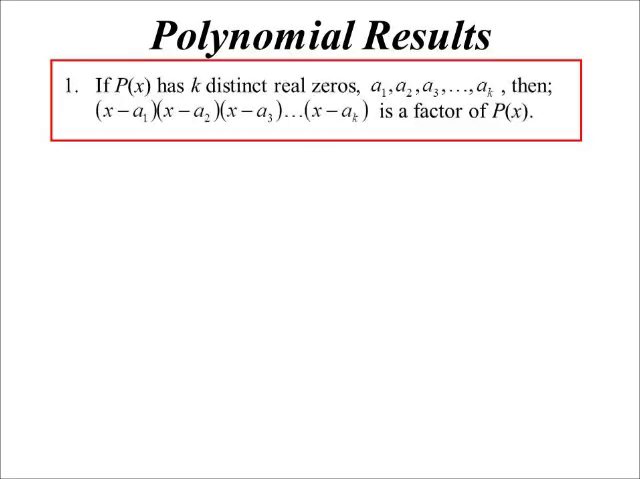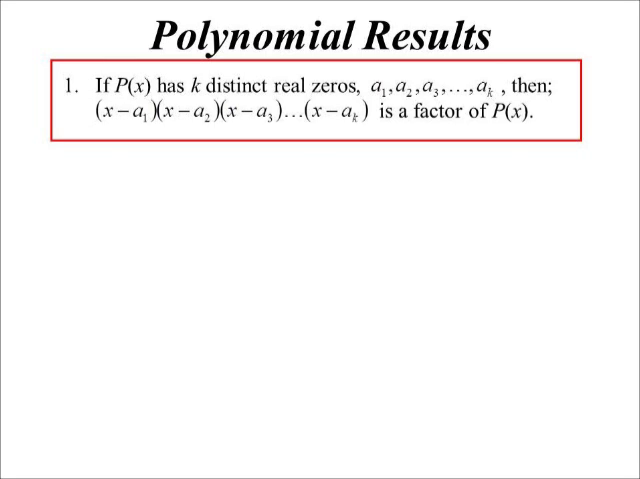So, some results that arrive from our factor theorem and remainder theorem. If we know we have k distinct zeros, let's say a1, a2 up to ak, now each one of those I can substitute into the factor theorem and show that x minus that was a factor. Therefore, I must have a factor with all of those multiplied together. That's all it's really saying.